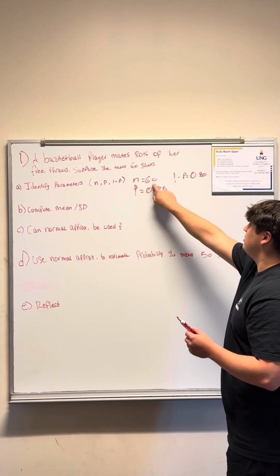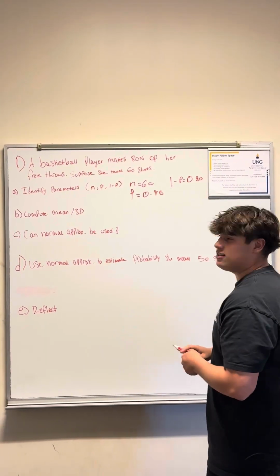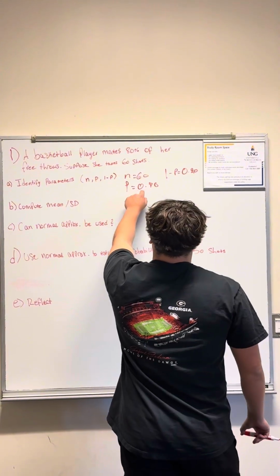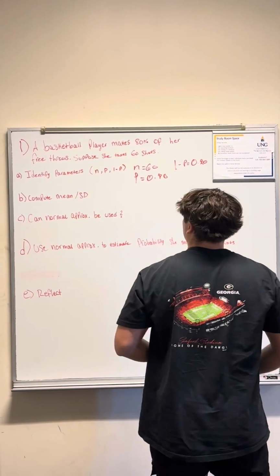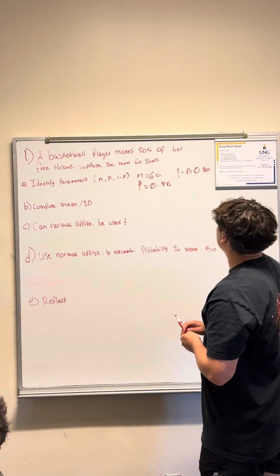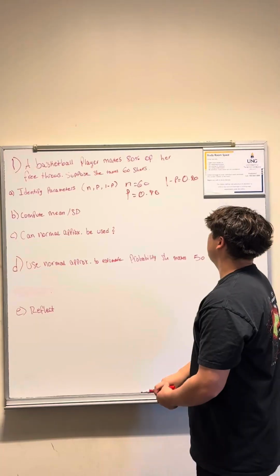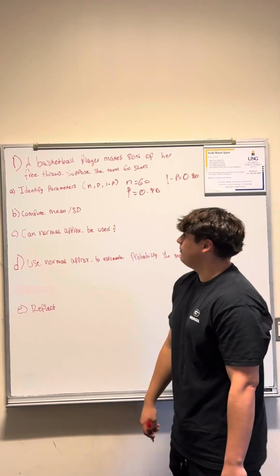So N is going to be 60, because that's 60 shots. P is the probability of success, which is 0.8 because it's 80% of her free throws. And then the probability of missing is 1 minus P. So we're just going to go 1 minus 0.8 and you get 0.20.